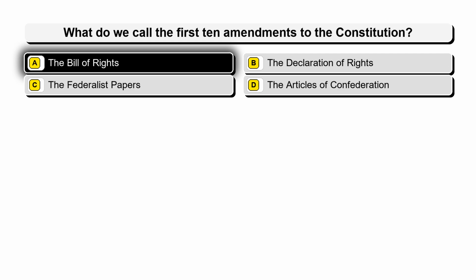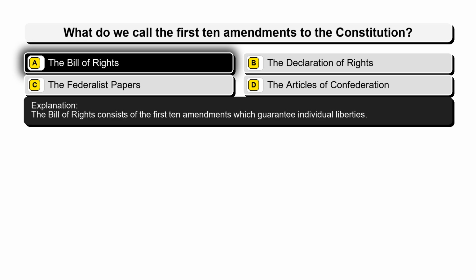The correct answer is option A, the Bill of Rights. The Bill of Rights consists of the first 10 amendments which guarantee individual liberties.